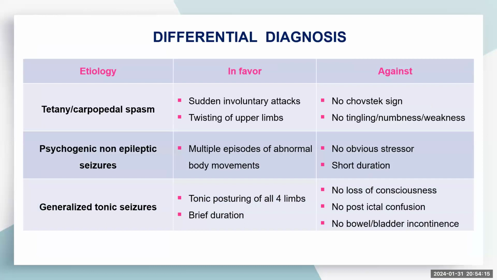Other causes of secondary paroxysmal dyskinesias were considered like autoimmune, vascular, metabolic, but there was nothing to suggest the same, and there was no history of any drug intake as well. Apart from these, tetany or carpopedal spasm could have been considered because there were sudden involuntary attacks with twisting, but there was no chopstick sign, tingling, numbness, or weakness in any of the limbs. With these videos, we can also consider a possibility of PNES. However, there was no obvious stressor, and the episodes were short lasting, and there were no post-ictal mannerisms. Then, very lower down on the cards, I would like to keep the possibility of generalized tonic seizures because of the tonic posturing of all four limbs, but there was no loss of consciousness, postictal confusion, or any bowel bladder incontinence.